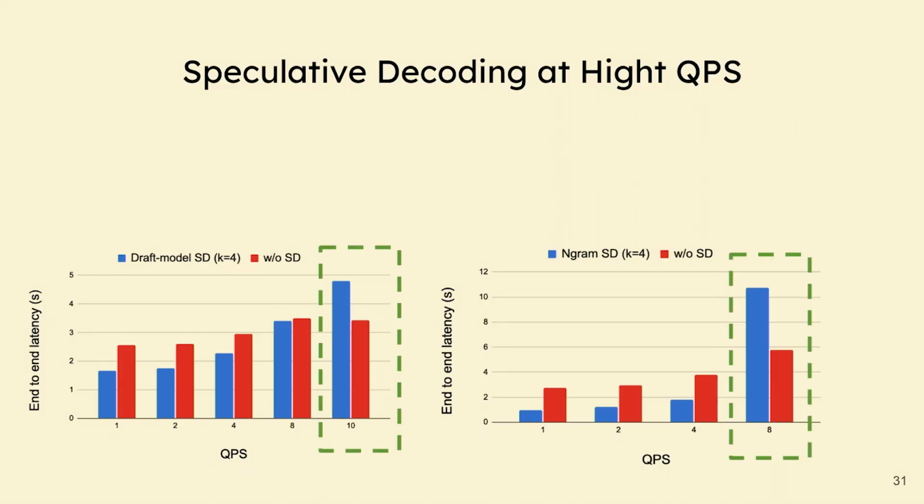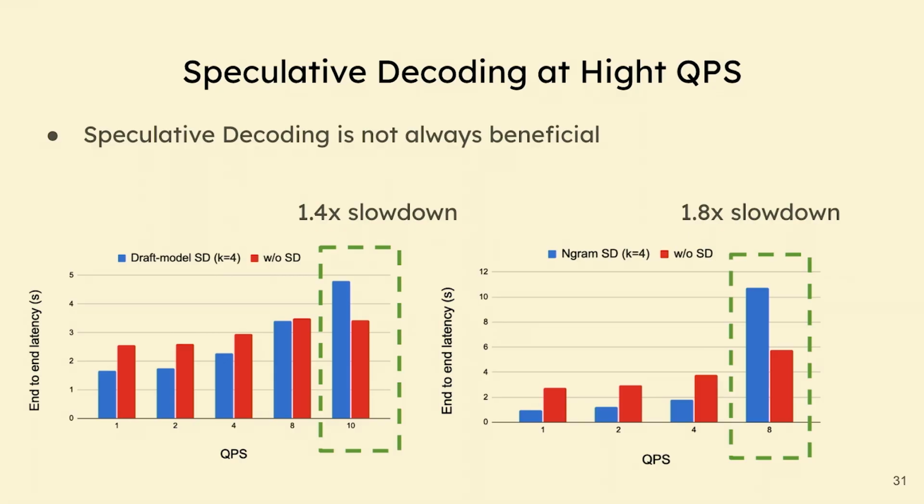During the integration of speculative decoding, we find that sometimes when the QPS is high, it can actually slow down the performance. So this is the full picture. When the QPS is, say, 10, we find that it brings a 1.4x slowdown on the two datasets. So it tells us that speculative decoding is not always beneficial.